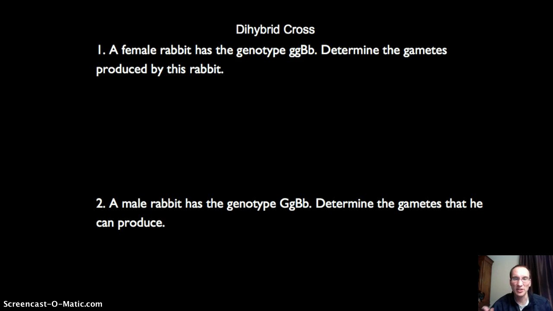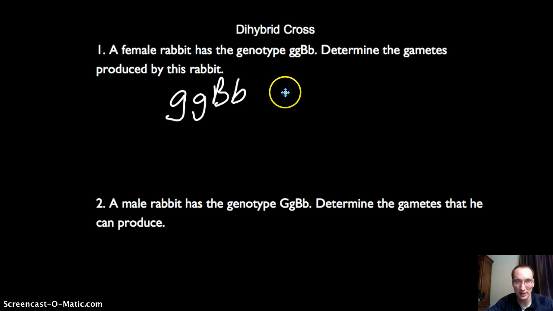Let's go ahead and take a look at a different type of genetics problem. This is what we call a dihybrid cross. And before we do these types of crosses, we actually need to figure out what gametes can be produced by our specimen. So in this case, we're going to look at rabbits. And let's say that a rabbit has a genotype of little g, little g, and then big B, little b. Okay, let's try to determine the gametes produced by this rabbit.